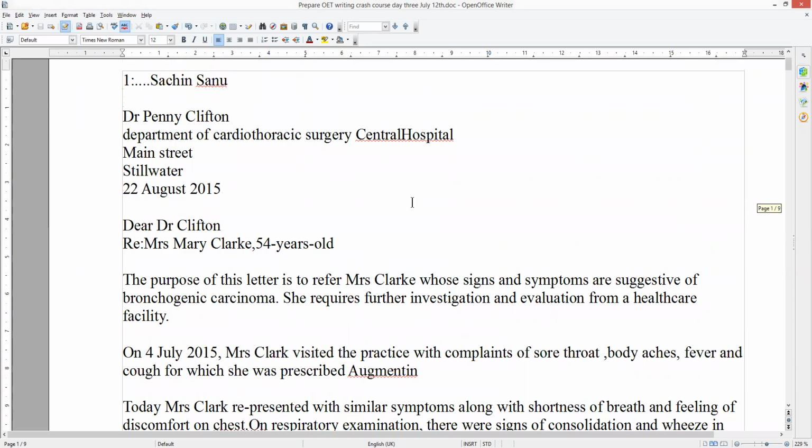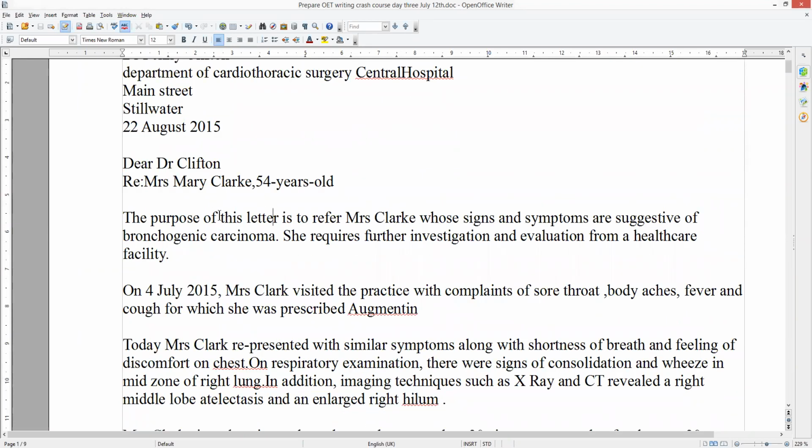Mrs. Mary Clark, 54 years old. The purpose of this letter, you don't have to say that. The purpose of this letter, simply say, I am writing. For Mrs. Clark, whose signs and symptoms are suggestive of bronchogenic carcinoma, what from a help? What you mean from like a random healthcare facility? Because that's what that means. That's no good. So why not do it? I am writing to request your further investigation and evaluation of Mrs. Clark, whose signs and symptoms, etc., etc.